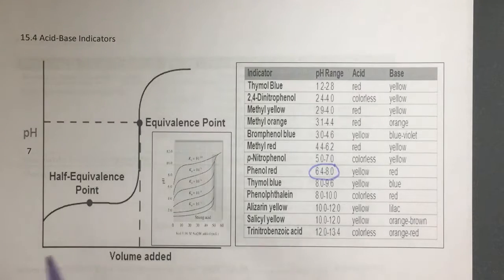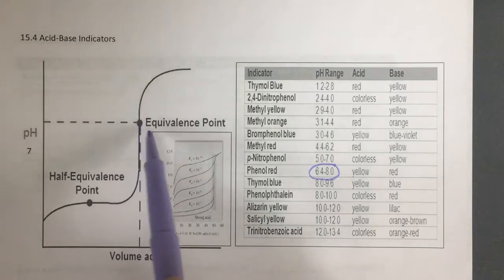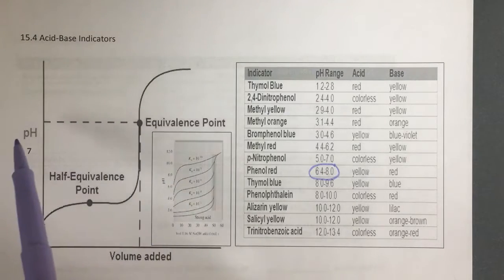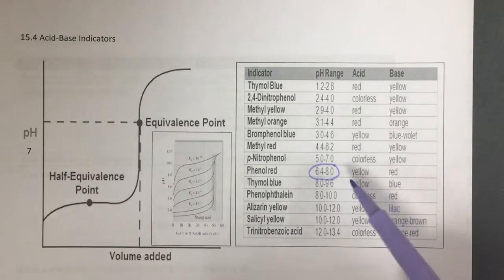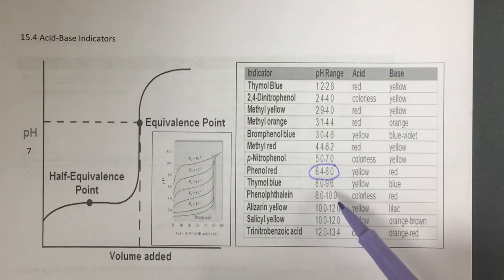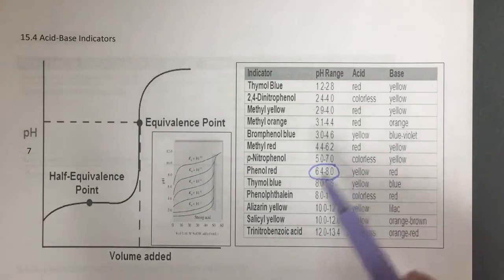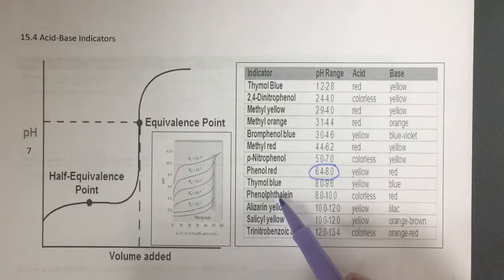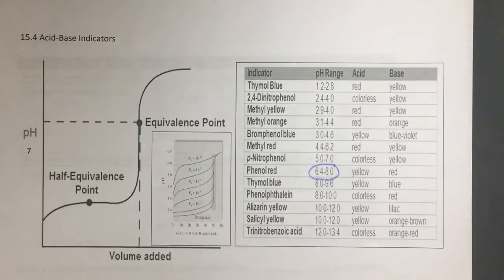I know that if I have a weak acid and a strong base, the equivalence point is going to be greater than 7. So I would want to choose an indicator that's going to change colors greater than 7. I could probably choose phenolphthalein, I could probably choose thymol blue, because both of those are going to change colors greater than 7.